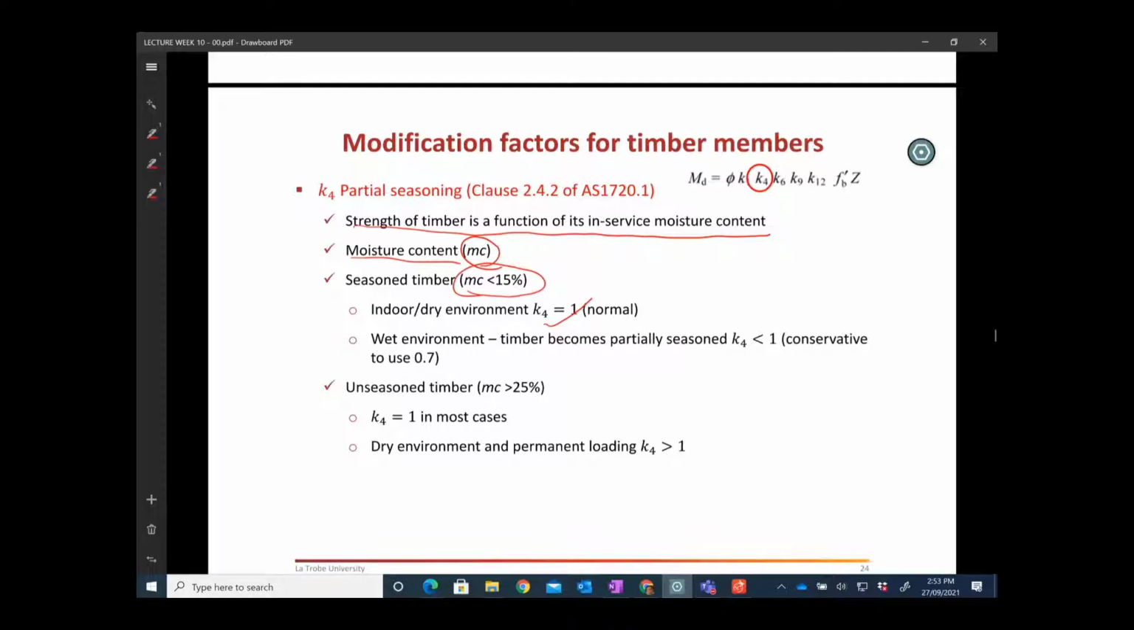But in case you are putting your timber beam in a wet environment, let's say in Queensland, we have heavy rainfalls around the year. Have you experienced that your timber door sometimes jams, right? Sometimes you have a very hard time to pull and close timber doors during the rainy seasons.